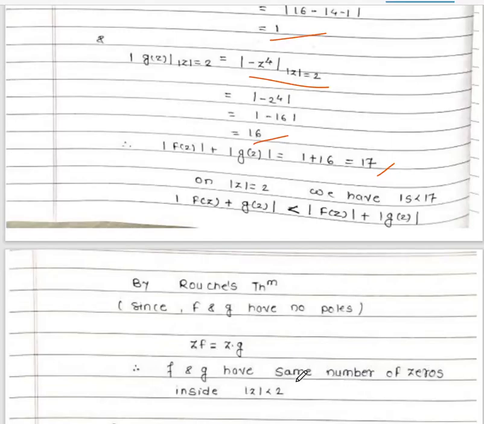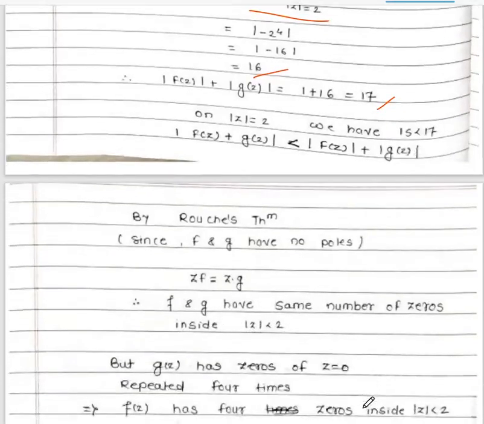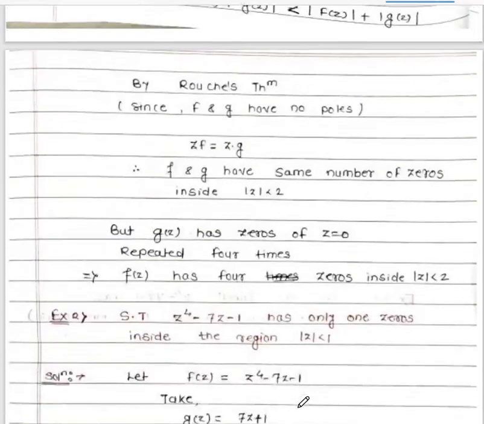So therefore by using Rouche's theorem, here f and g have no poles. So therefore Zf equal to Zg. So f and g have the same number of zeros inside mod z less than 2. But g of z has zeros at z equal to 0 repeated 4 times, so we can say that f of z has 4 zeros inside the circle mod z less than 2. So this is the first example on Rouche's theorem.